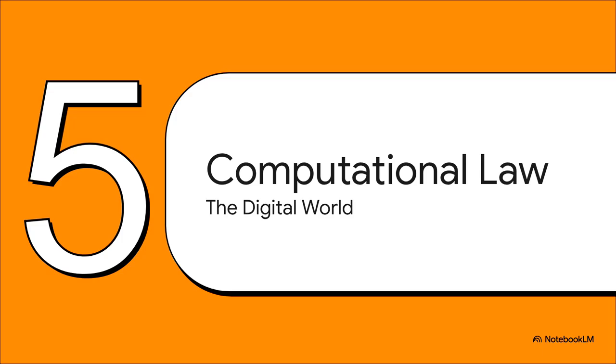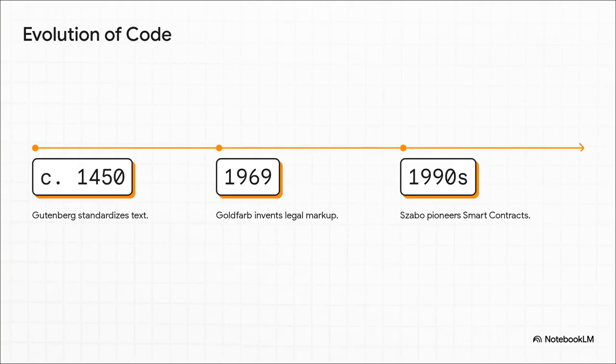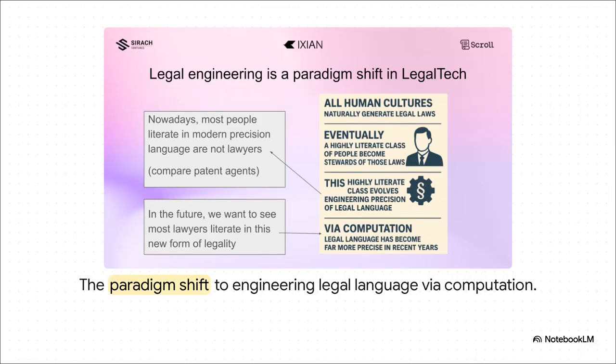Section 5. The computational law era. And what's just absolutely fascinating is how this exact textual literalism paved the way for our digital world. Tracing the medium of law, we go from 1450, when Gutenberg standardizes text, straight to 1969. That's when Harvard lawyer Charles Goldfarb, working over at IBM, realized document creation mapped directly to the red line drafting of contracts. His legal markup language literally laid the foundation for HTML. Fast forward to the 1990s, and cryptographer Nick Szabo mapped classical contract law directly to computer networks, pioneering what we now call smart contracts. This represents a profound paradigm shift.